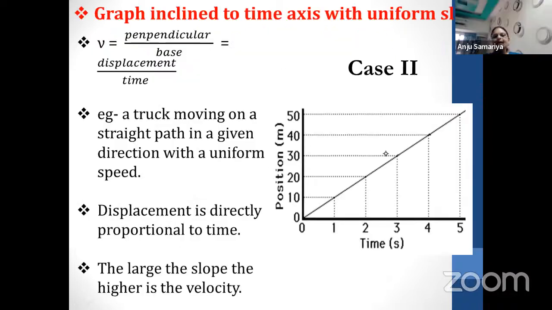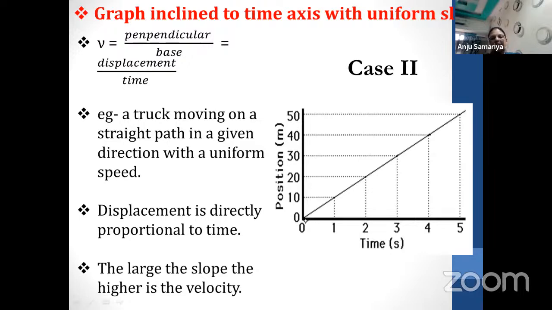Now the graph is inclined to the time axis with uniform slope. The velocity is given by perpendicular upon base, that is displacement upon time. Perpendicular is the displacement along the y-axis, and along the x-axis we have the time. A truck is moving on a straight line path in a given direction with uniform speed. Displacement is directly proportional to time. The larger the slope, the larger the velocity.